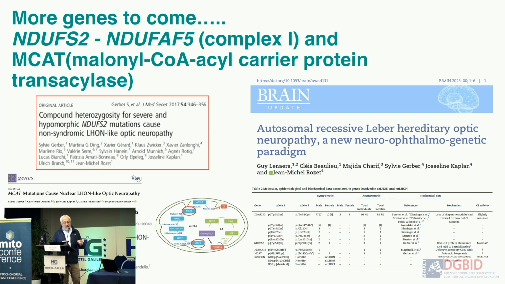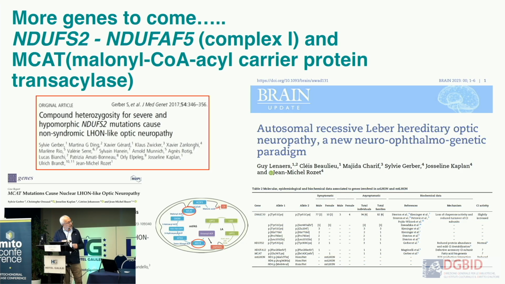And the fact that it might exist a recessive form of Leber's was not actually discovered by that paper. In 2017, Jean-Michel Rosa actually described one single family with a recessive Leber's like optic neuropathy and compound heterozygous mutations in NDUFS2, which is a nuclear encoded subunit of complex 1. And over the time, other subunits have been found to carry these recessive mutations associated with just optic atrophy.